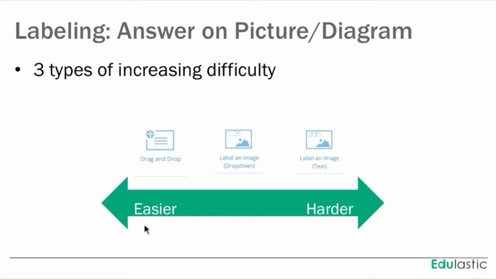Again, the labeling types have increasing difficulty. So drag and drop is the easiest of the types. In drag and drop, the student gets all the choices on the left and the image in the middle, and then has to choose which answer choice goes in which box. On label and image drop down, the student gets a drop down for each of the boxes, which is a little bit more challenging. And then label and image text is the most challenging because the student has to come up with what goes in the box.